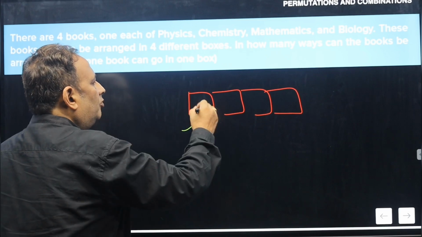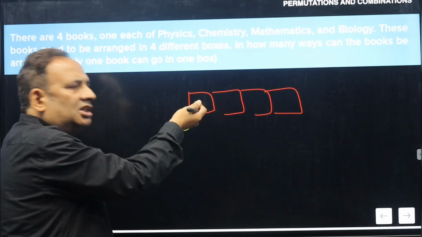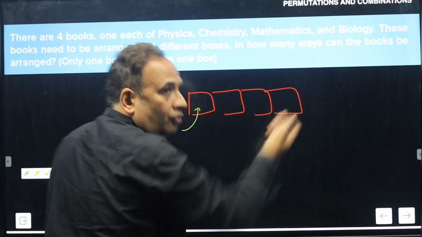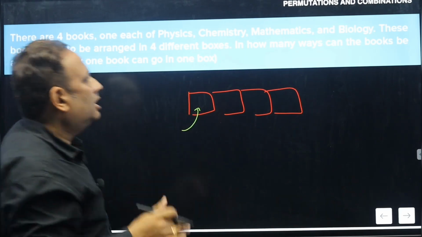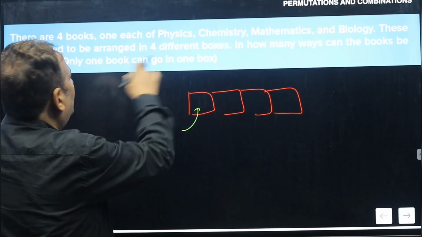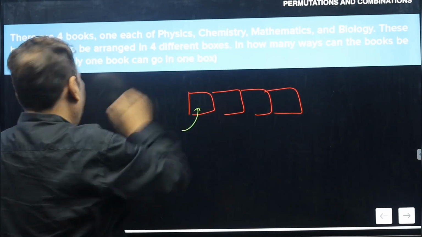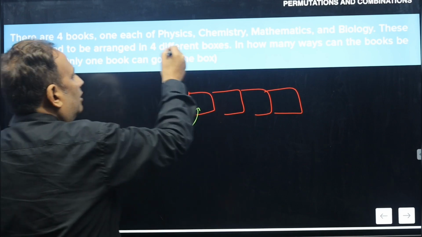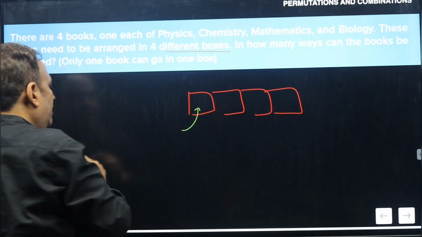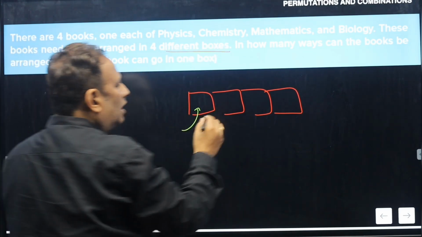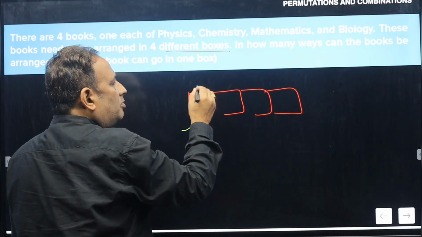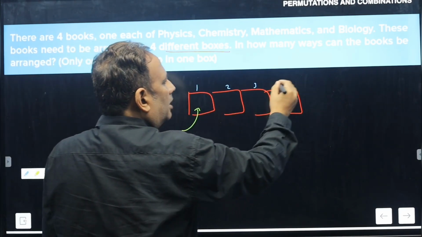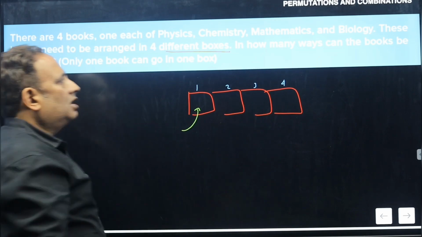What we can do, this place, and let's say first, this is the first box, let's say this is second, third, fourth box. You can number any one of the boxes, right? Here it is given that different boxes are there. So the boxes are different, so you can name the boxes: box number 1, box number 2, box number 3, box number 4. Now the boxes are different.